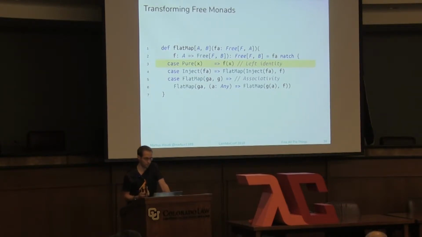And for this, we changed the Pure case. If you recall, we need to satisfy the left identity. So when we call flatMap on something that is Pure, we pattern match on it, and we just apply f of x directly. So we have satisfied the left identity law.